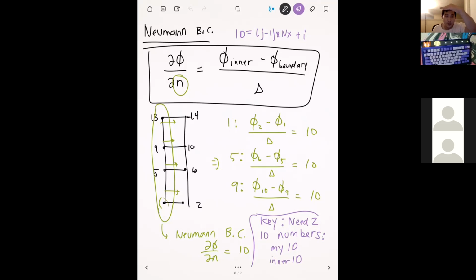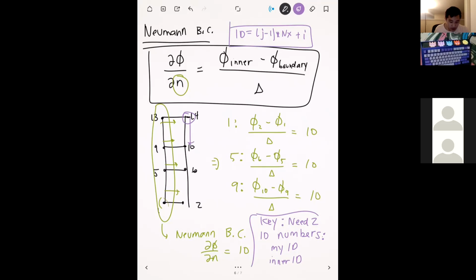But if you're on the top boundary, let's say we're applying a boundary condition on node 14 here, the inner ID for this one is actually going to be node number 10. So you really need to refer back to this equation right here and plug in the appropriate values of i and j, depending on where you are in the grid.